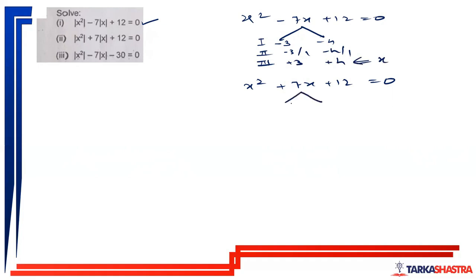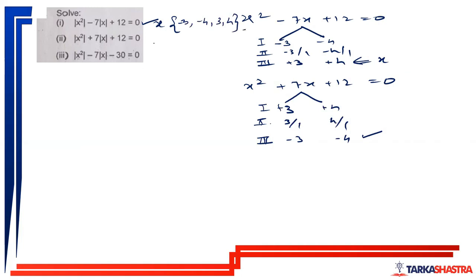Next, what we have? So, first, minus positive 3, positive 4. Sum is positive 7, product is positive 12. Second is 3 by 1, 4 by 1. Third step, change the sign, minus 3, minus 4. These are also the values of x which will satisfy. So x will take the values minus 3, minus 4, 3 and 4.